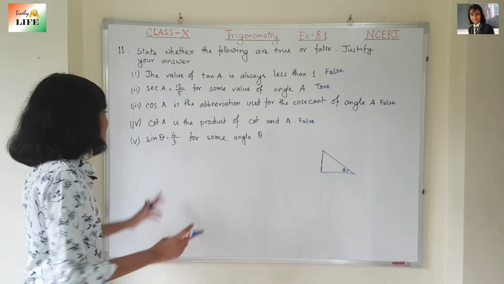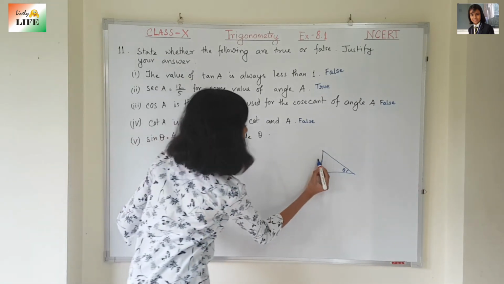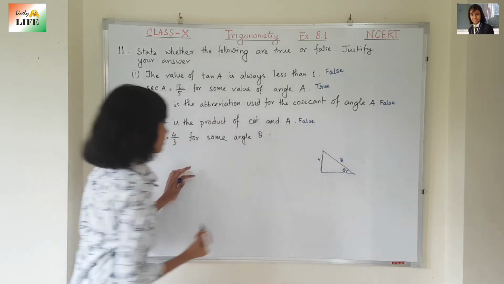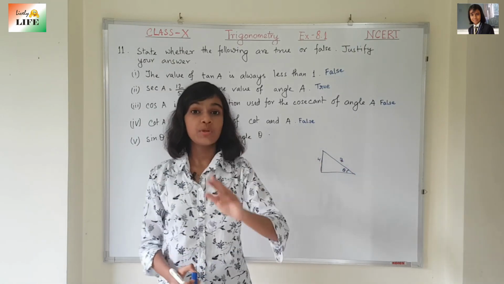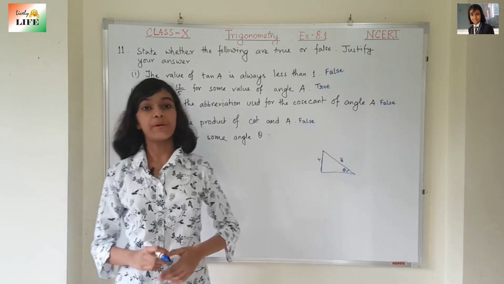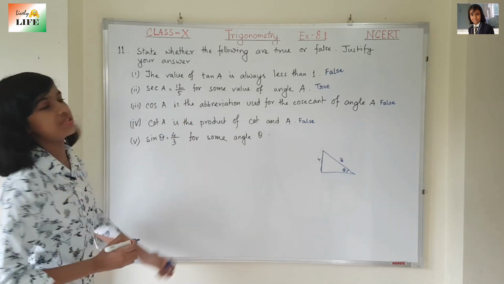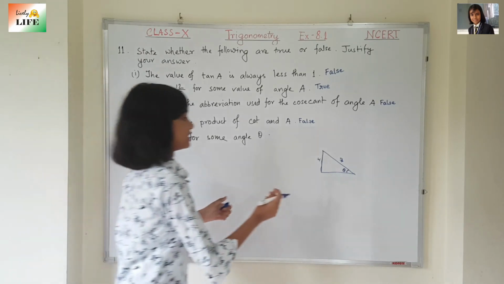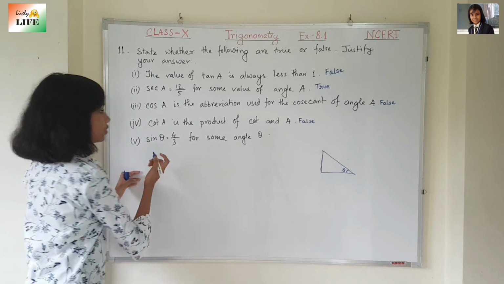So can the perpendicular be greater than the hypotenuse? If this is 4, can this be 3? Right, 4 by 3 is written. Hypotenuse is always greater than the perpendicular or the base. So this is not possible. Sin theta cannot be equal to 4 by 3. This is wrong, okay? So it is false.